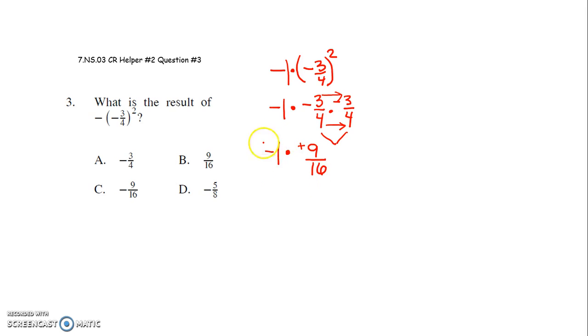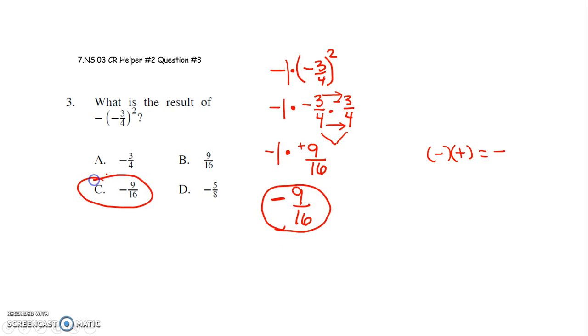So now at this point, I have a negative times a positive. A negative times a positive will be a negative. And 1 times 9/16, 1 is our multiplicative identity. We have 9/16. So that's the final answer, a -9/16.